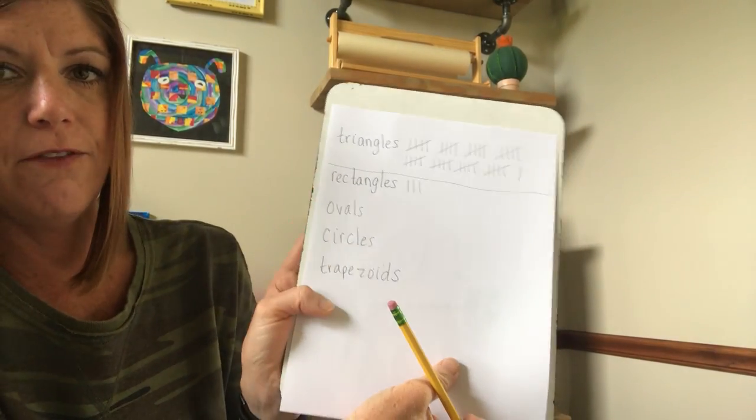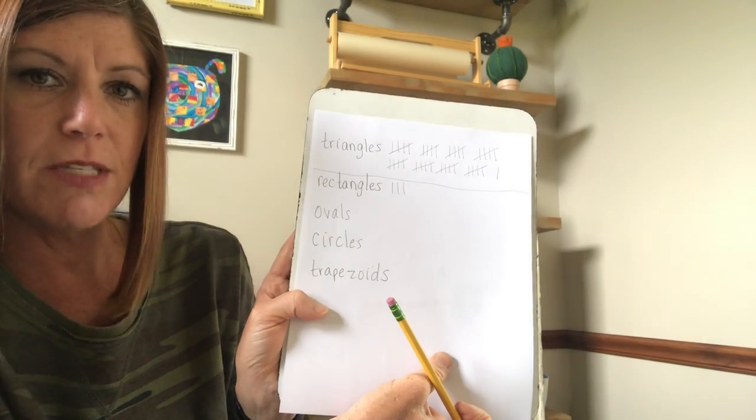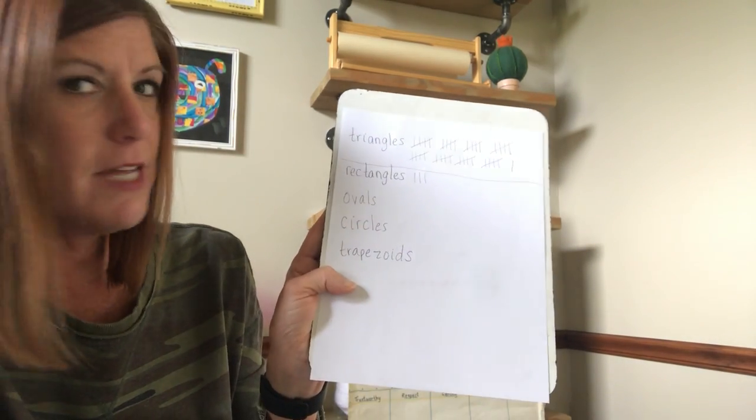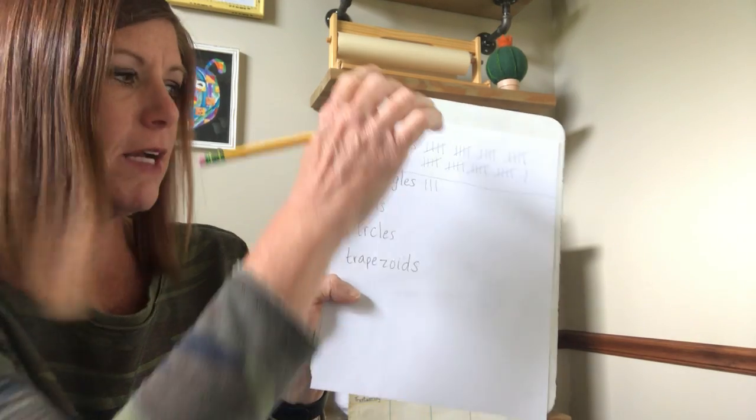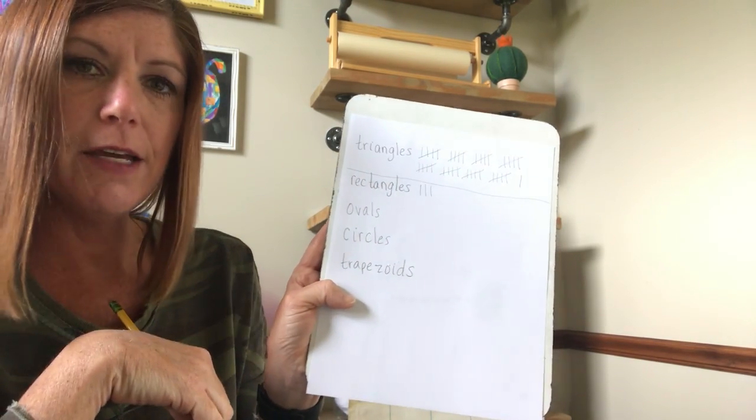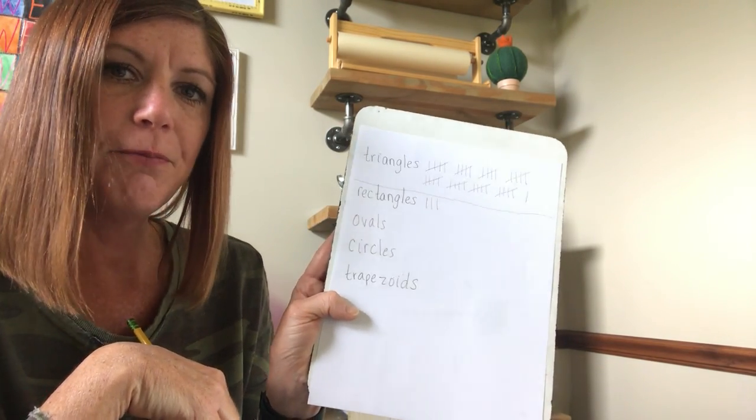So I would go ahead and finish my chart by counting all the shapes that I used and putting those tallies down, and that's all you have to do for today. Make a list of your shapes, count them up, tally them, and then you'll be done with your writing for today.